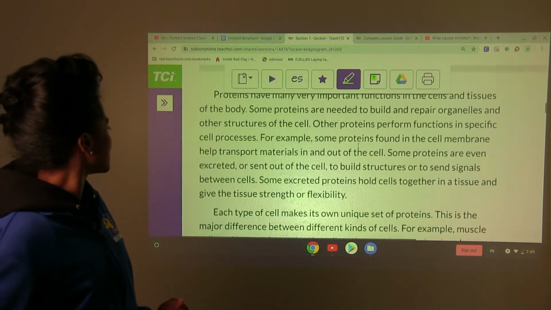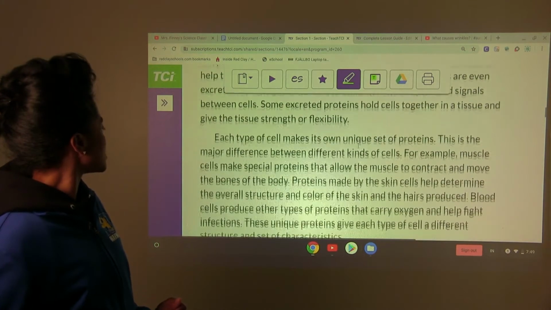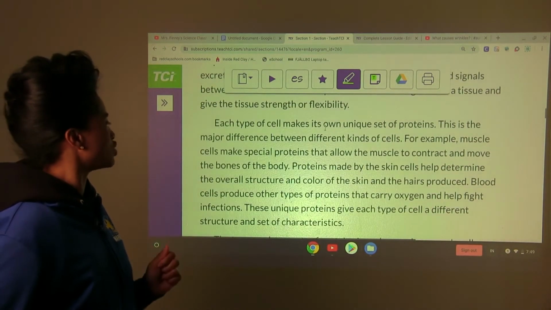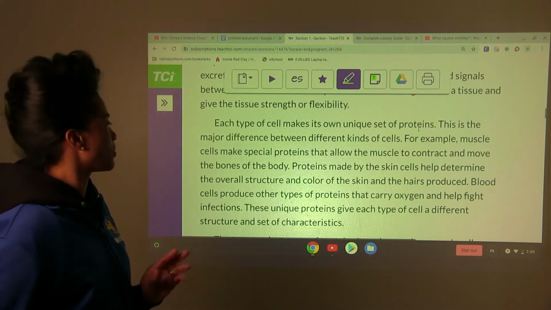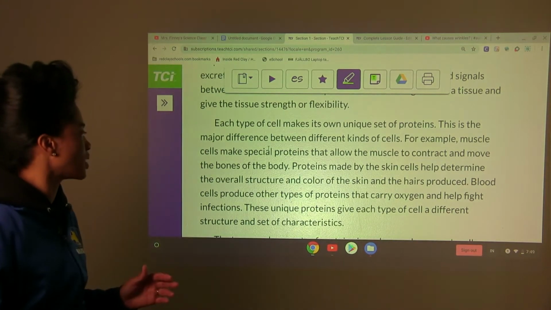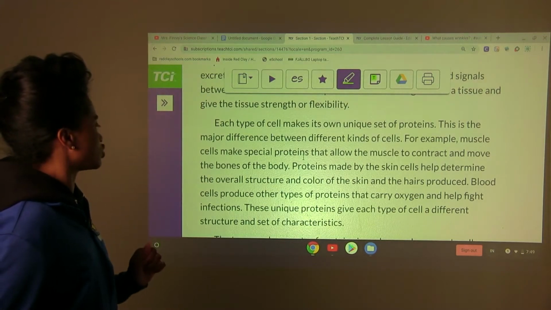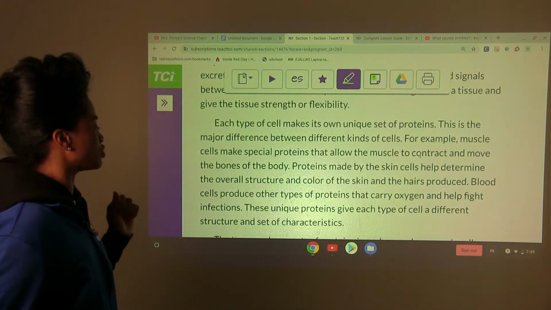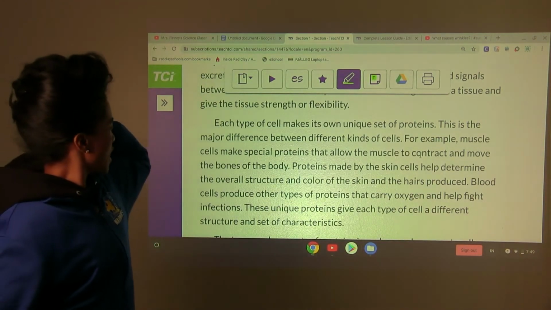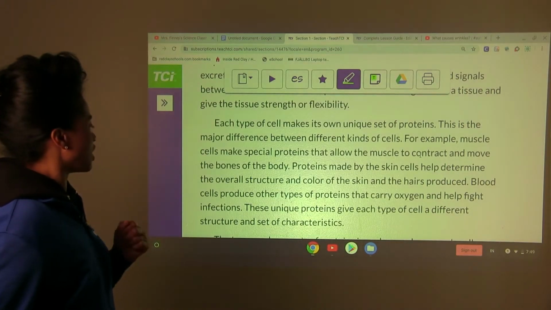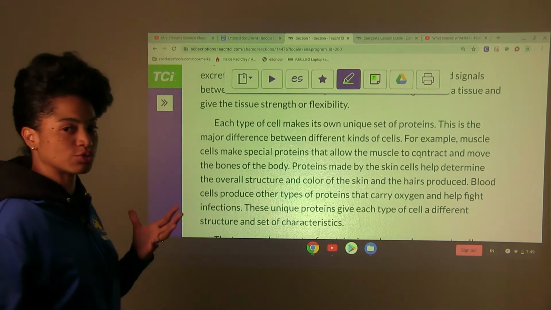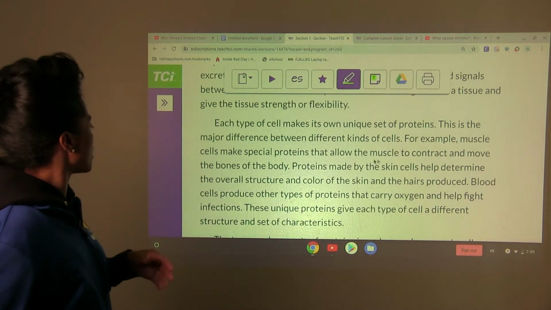Now, next section says, each type of cell makes its own unique set of proteins. This is the major difference between different kinds of cells. For example, muscle cells make special proteins that allow the muscle to contract and move the bones of the body. Okay, so muscle proteins, they do a specific job.